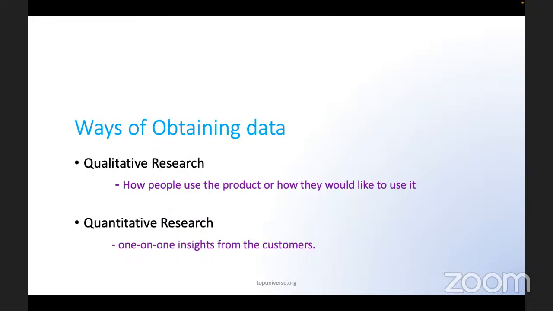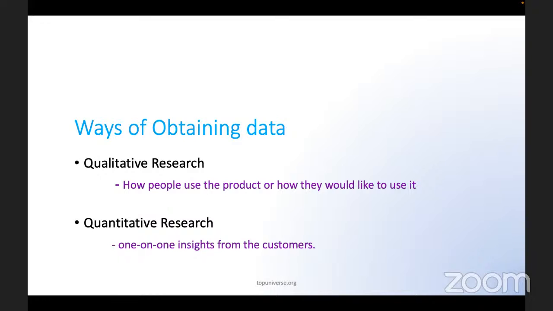Now, product managers understand whom the product is for and why it is valuable. And I said that the goal of user research is to get actionable or testable data that can be used in the future for another iteration or research purposes. Now we can obtain data using two ways of research: the qualitative research and the quantitative research. Now, the purpose of the quantitative research is to tell, for example, how people use the product or how they would like to use it.